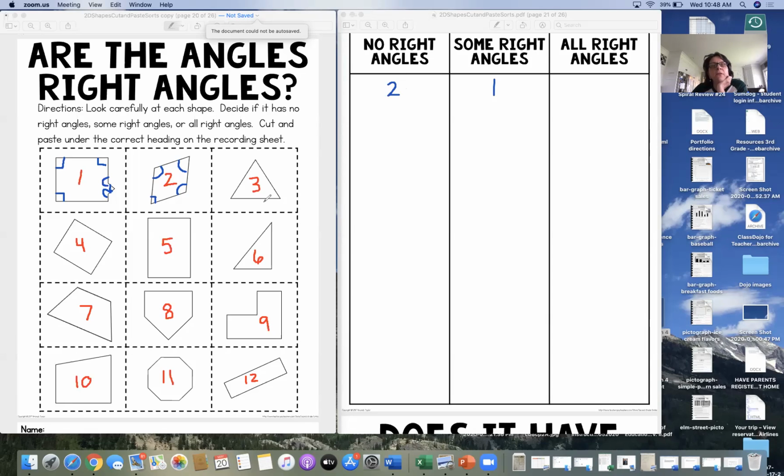Okay, let's look at number 3. This is a triangle. And if I look at the angles, I can't make any square corners. Matter of fact, each one of those is less than a right angle. So number 3 would go into the column labeled no right angles. There are no right angles or square corners in that shape.